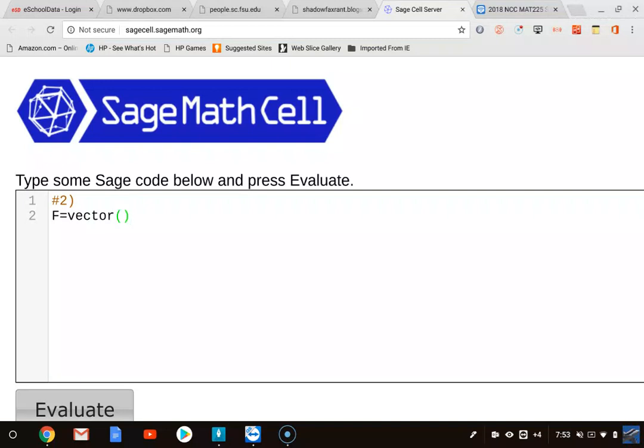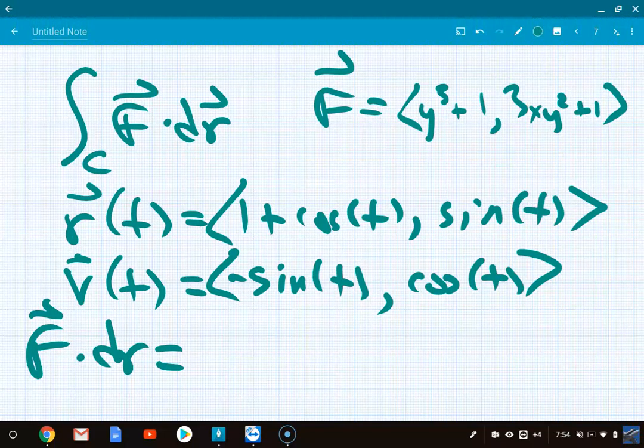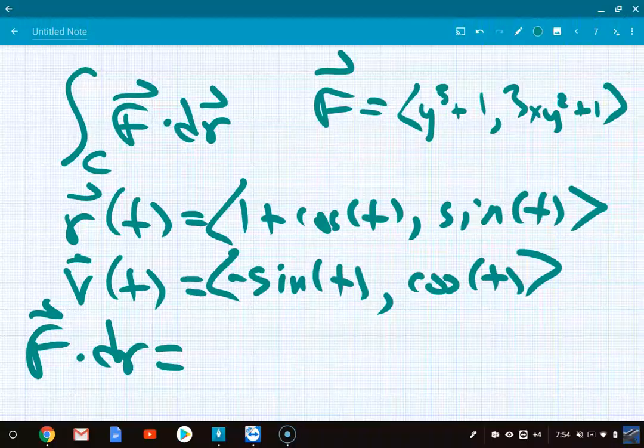So it's a vector made up of a horizontal component. Now, instead of writing y cubed plus 1, I'm going to write sine cubed t plus 1. And likewise, instead of writing 3xy squared plus 1, I'm going to write 3 times 1 plus cosine times sine squared plus 1. Wait, did you say cosine for y? This is y, this is x. So this is sine cubed plus 1, and this is 3 times 1 plus cosine times sine squared plus 1. That's exactly what I got. Okay, good, perfect.